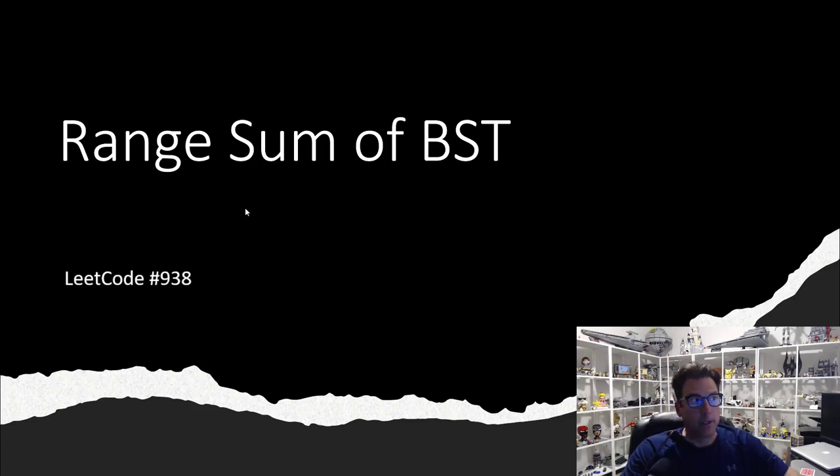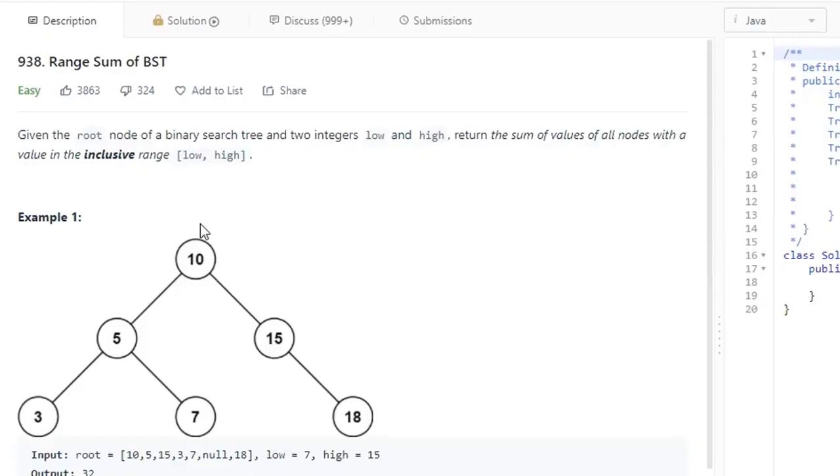Hello everyone. In this video we're going to be doing range sum of BST, which is binary search tree, which is LeetCode problem 938. So this is an easy problem, and it states, given the root node of a binary search tree and two integers low and high, return the sum of values of all nodes with a value in the inclusive range.